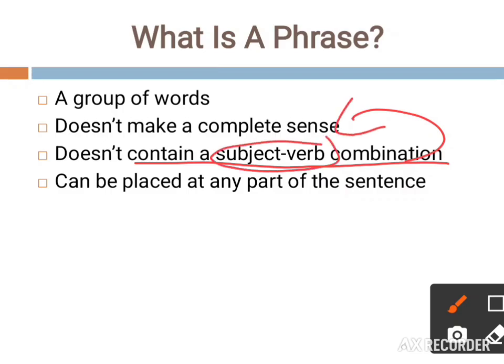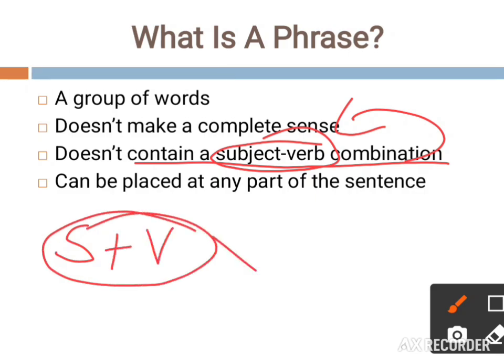Now, what is a subject verb combination? There is no subject and there is no verb in a phrase. Both the things are not present in the phrase. Sometimes maybe the subject is there and the verb is not there, and sometimes the verb is there and the subject is not there. So basically, one out of two is not there, and sometimes both of them are also not there. It may happen that both the subject and verb are absent. It may happen the subject is there but the verb is not there, and it may also happen that the verb is there and the subject is not there.